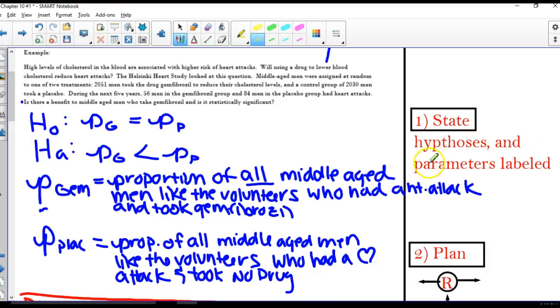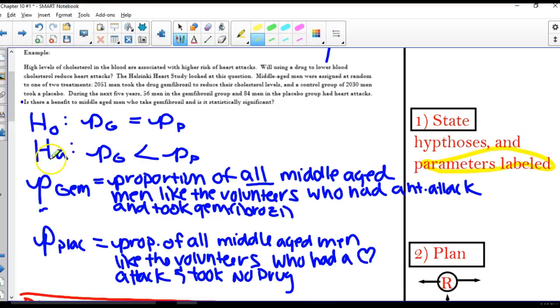In the state step, I do want the parameters labeled right here. P of gemfibrozil is the proportion of all middle-aged men, like the volunteers, who had a heart attack and took gemfibrozil. The P of placebo group. Now note, it's the proportion of all middle-aged men, like the volunteers, who had a heart attack and took no drug. I don't say placebo because the whole population's not taking a placebo. The placebo was only for control in the study, but those people are representing people who don't take any drugs.